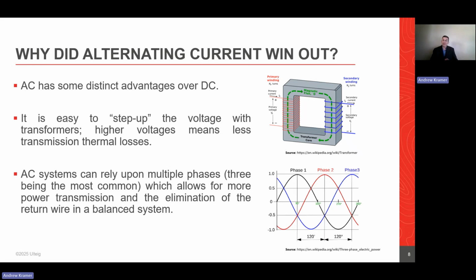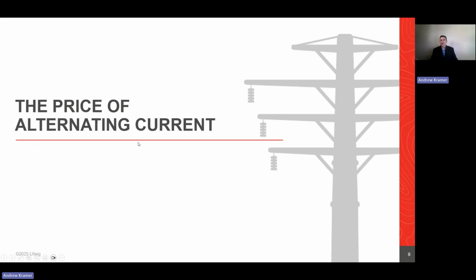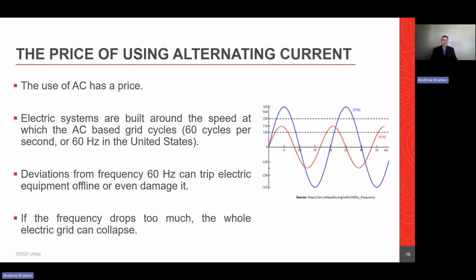The other thing, again, we've mentioned last time, is with AC, you can put things like multiple phases in it, which allows for the elimination of the return wire and a more effective, more efficient form of power transfer. So we've touched upon this a little bit last time, but again, I just want to reinforce some of the reasons why AC actually was the winner and why it made the most sense from an economic standpoint. Now, like all things, if we make a choice, it's got a price associated with it, right? So let's go ahead and dive into what are the results of us choosing to go with a system based upon alternating current. So as we say, AC has a price associated with it.